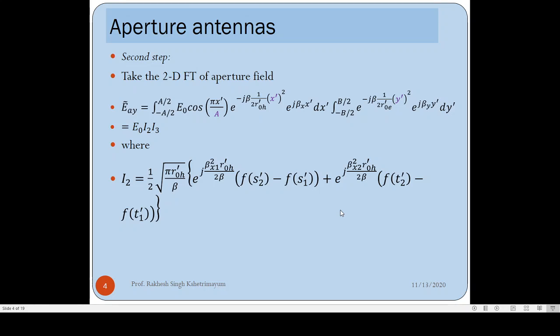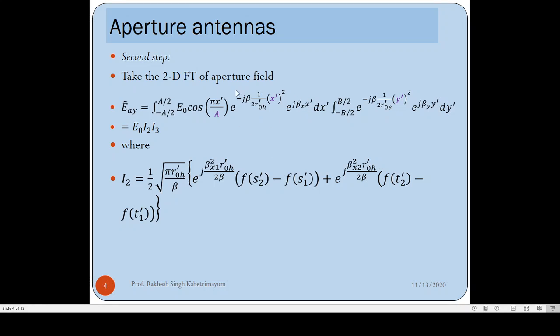So let us go to the second step. In the second step, you find the 2D Fourier transform of the aperture field. All you need to do is multiply the aperture field with exponential of j beta x' and exponential of j beta y', and integrate over dx' and dy'. The limits of integration will be from minus a/2 to plus a/2 and minus b/2 to plus b/2, because fields are non-zero only inside the aperture and are 0 outside.